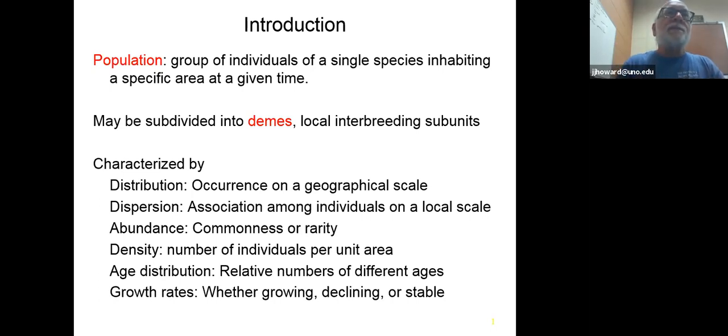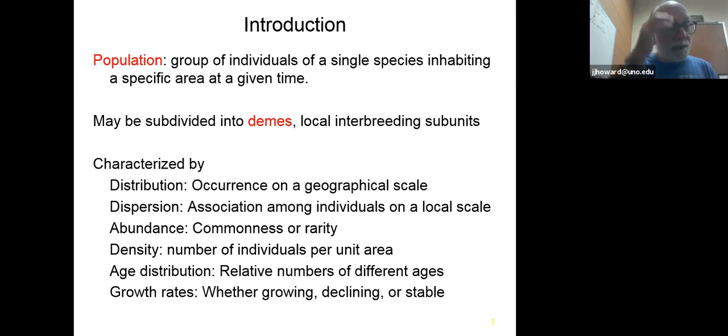So that's why we distinguish demes, which are subpopulations. Okay, so that's the distinction. You can define a population as big or small, but you may want to subdivide it into demes that actually have the ability to interbreed.